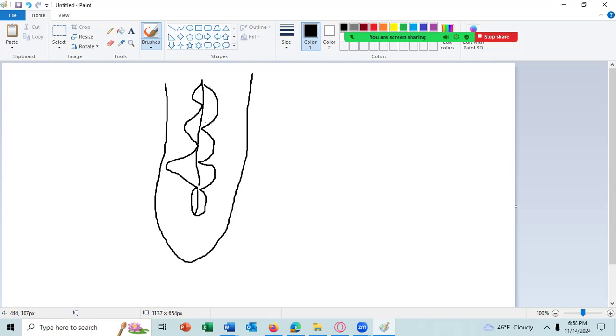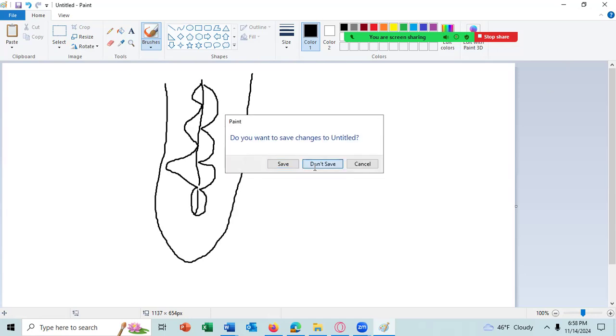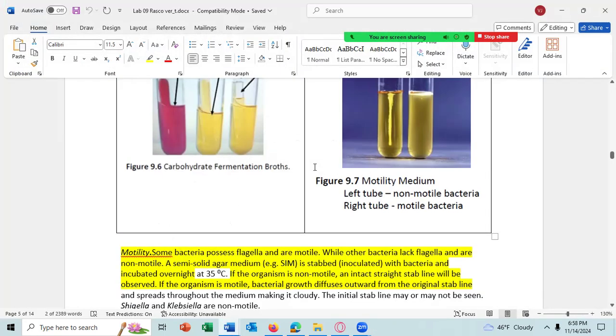All right, so if you get flaring, that is a slightly motile bacteria. Any question about any of that? Like I said, it's semi-solid, allowing the bacteria to swim through it because there's so little agar in the motility media. I think it's 0.4% agar.